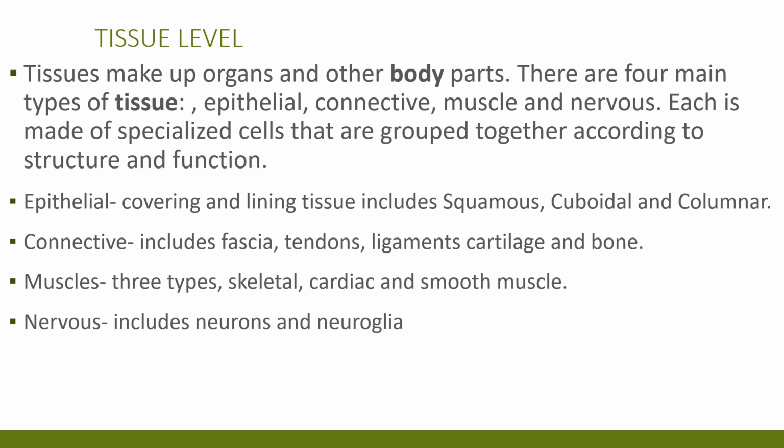Muscles: there are three types of muscles in the human body: skeletal, cardiac, and smooth. This course will discuss mostly skeletal muscle, whereas in A&P 2 you'll talk more about cardiac muscle and smooth muscle. And then the last one is the nervous tissue, which has two basic types of cells: neurons and neuroglia. And neurons are the structural functional unit of the nervous system.